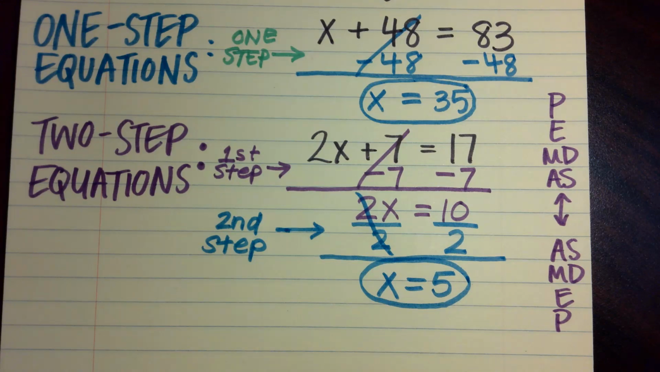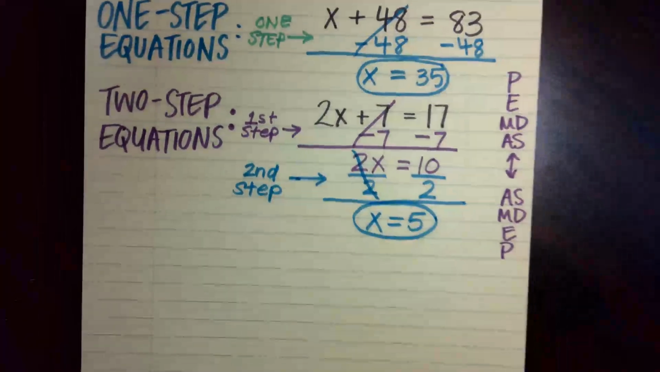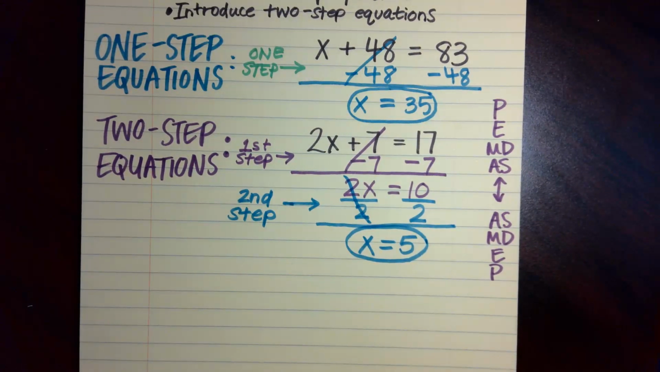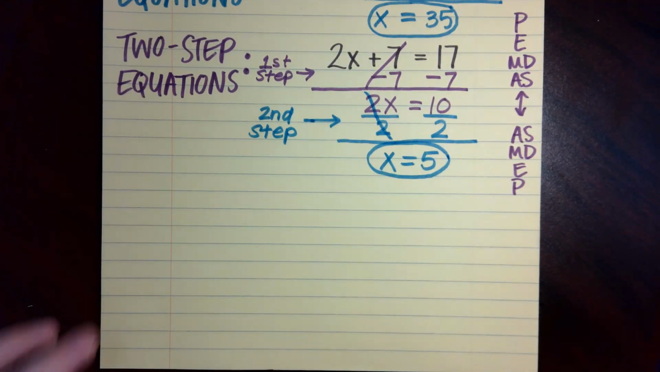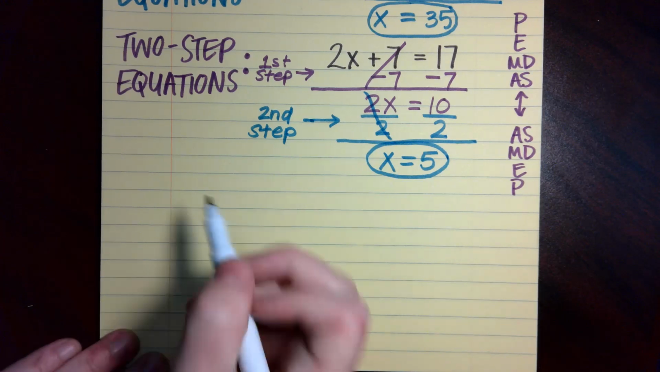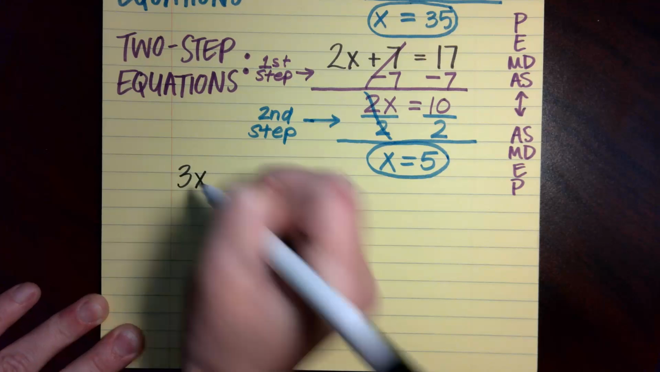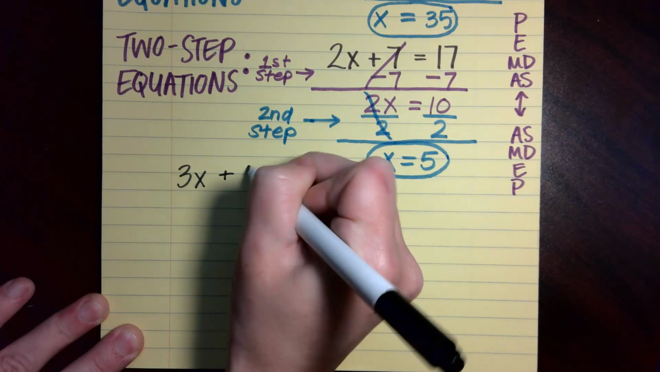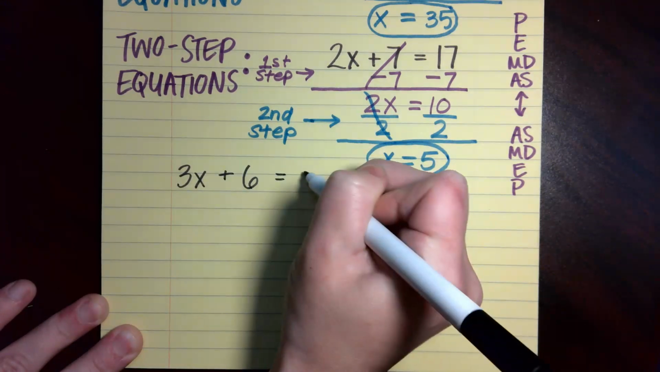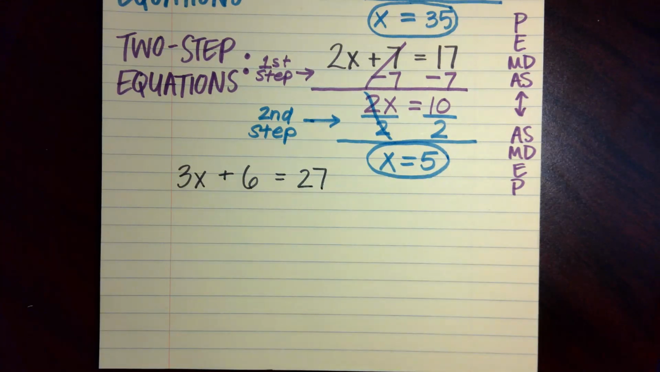Okay, so now that we know what a two-step equation is, let's do a couple of examples together. I'm gonna scooch that away so y'all can still see when I scoop my paper up. And let's try something really similar. How about 3x plus 6 equals 27. So remember, we're going to be doing everything inverse, everything opposite.